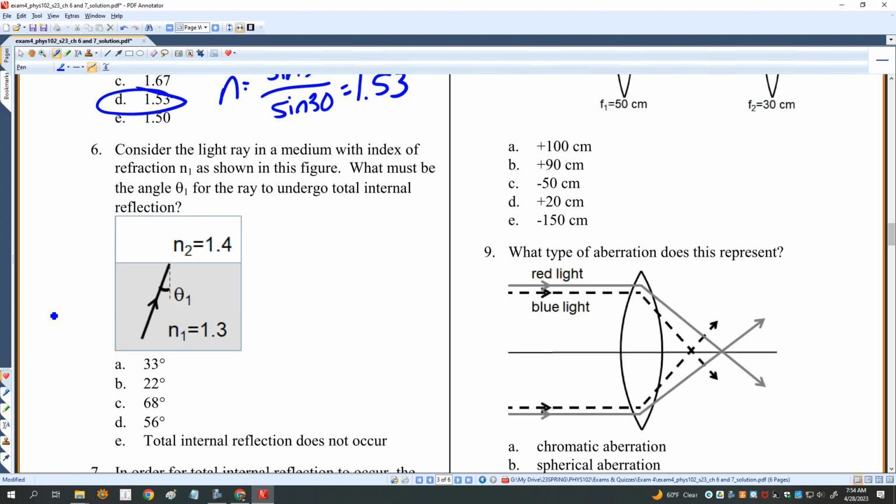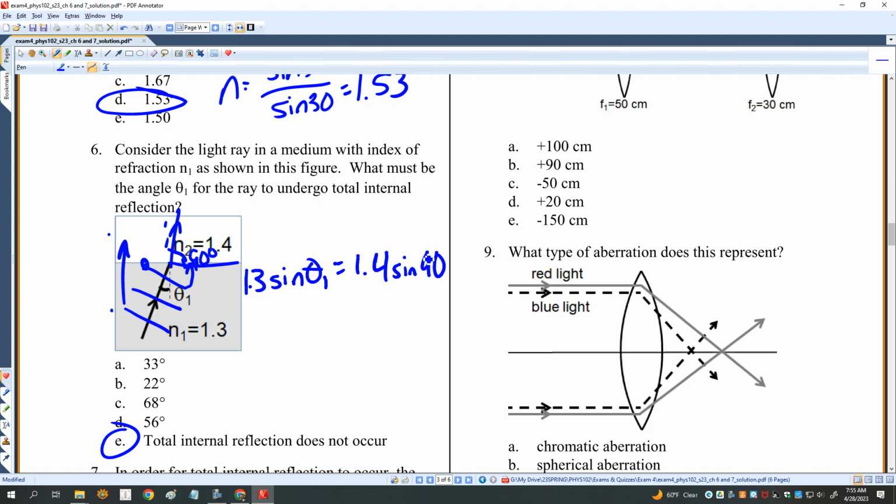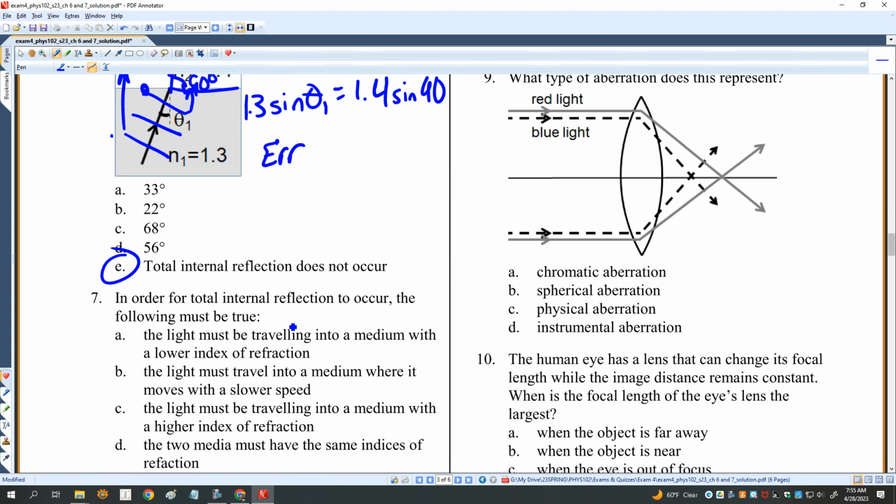Here I want to know what angle must it go through in order to undergo total internal reflection. And that's where this angle is equal to 90 degrees. But if you're looking at this, you realize that it's going to slow down here and speed up here. So actually, this is going to bend towards the normal. In fact, I can't get total internal reflection as I move from a low to a high index. So E is the right answer. If you tried putting this in your calculator, 1.3 sine theta 1 equals 1.4 sine of 90, you would have gotten an error in your calculator, and that's why it's just physically impossible.